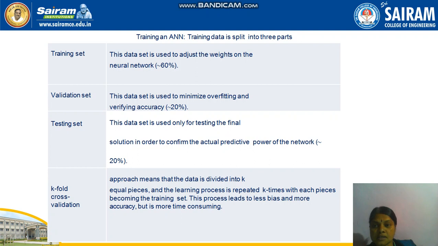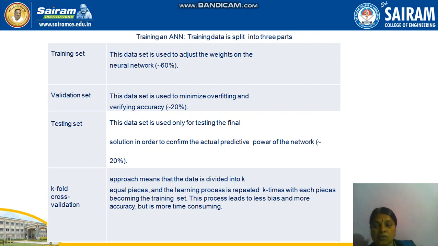If it is called training data, this data set is used to adjust the weights of the neural network. If it is used to adjust the weights, then I can confidently say that yes, it is training set data. Of whatever data we have gathered, about 60% can be considered as training data. Clear? Now the validation set. This data set is used to minimize overfitting and verify the accuracy. It is not about adjusting the weights, it is about minimizing overfitting and verifying accuracy. Approximately 20% of the data is called the validation set.